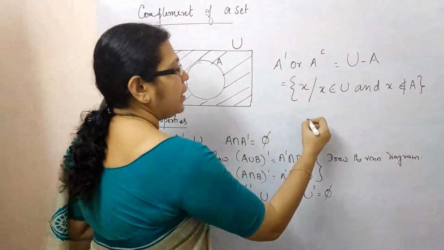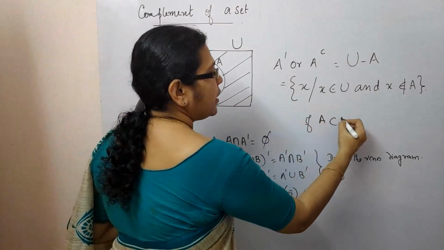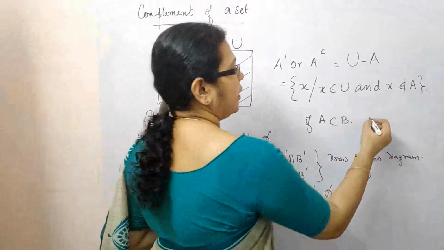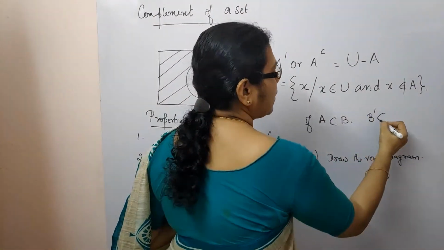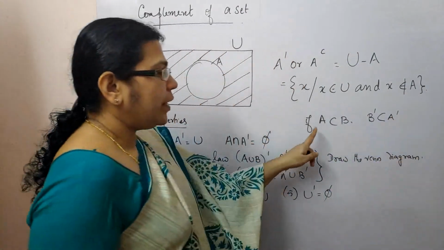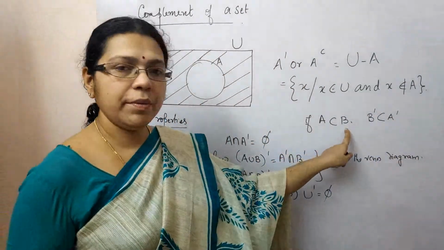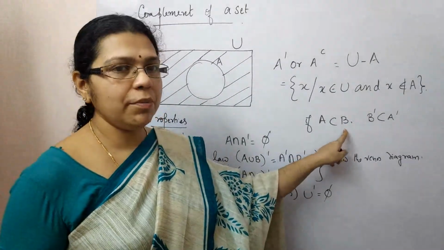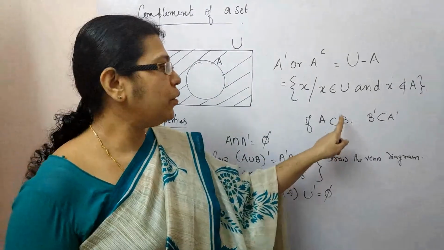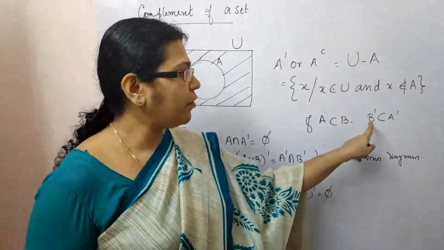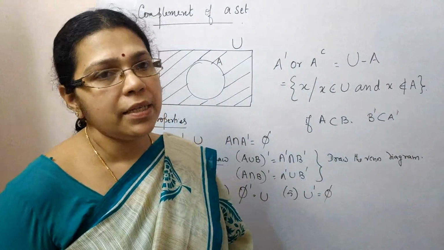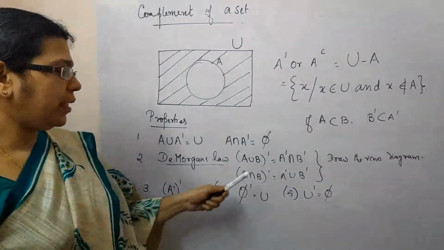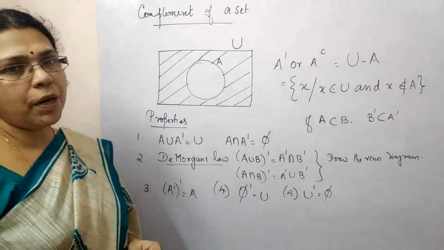Next, there is one more result based on all these things. That is, if A is a subset of B, then B complement will be a subset of A complement. When I say A is a subset of B, which is more? B is more. When I take the complement, which will be more? A complement will be more. Right? So if A is a subset of B, then B complement is a subset of A complement. Am I clear?